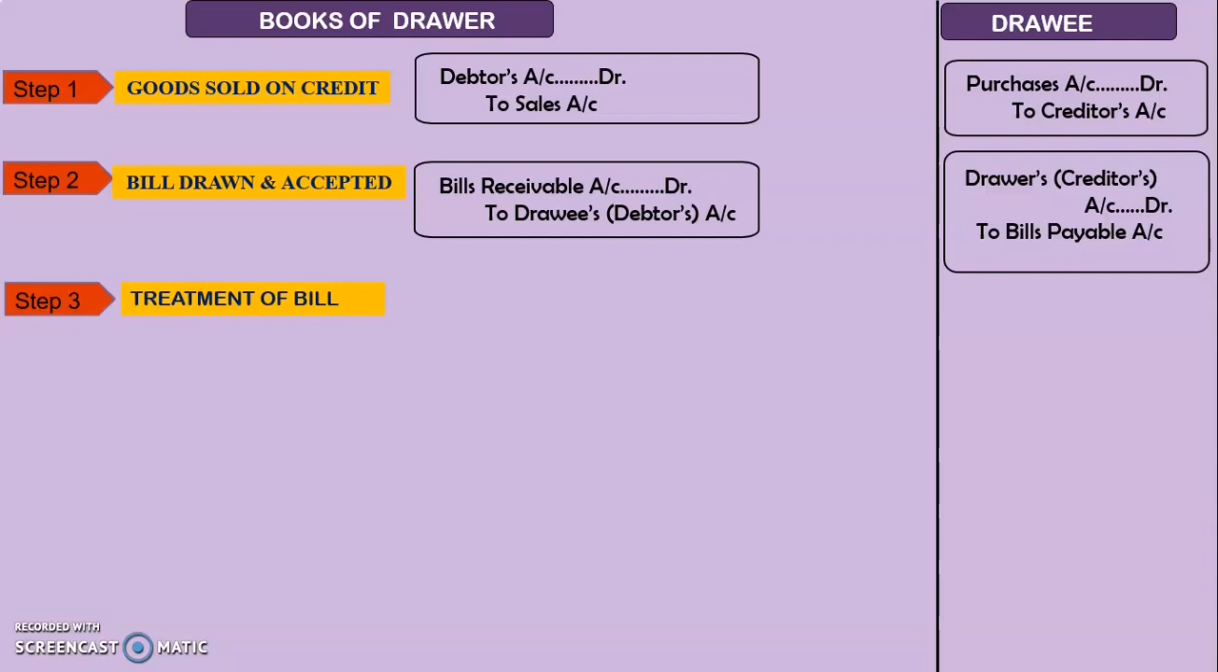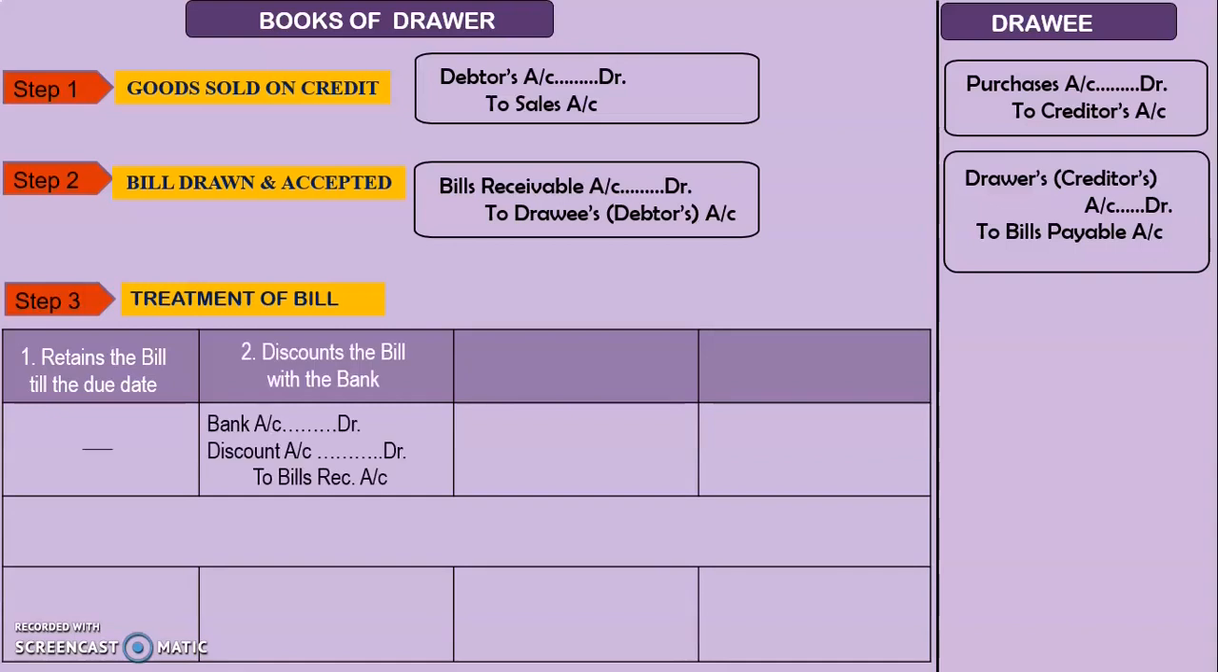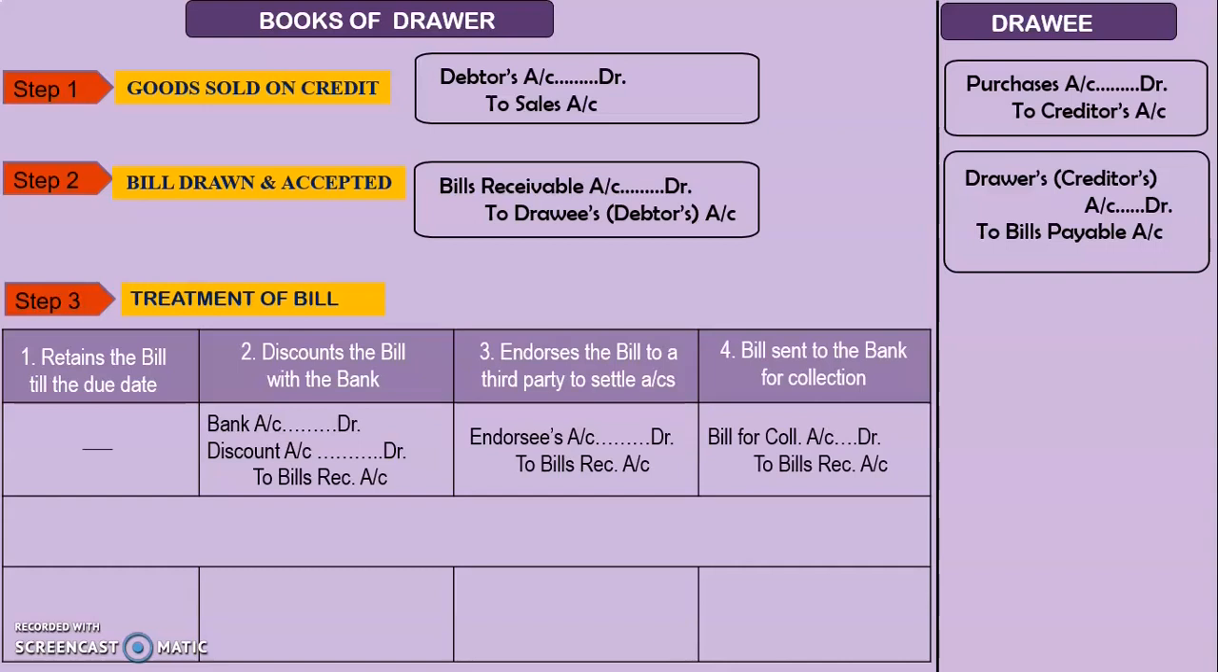Now we have already seen all the four options which the drawer has. The first, if the drawer retains the bill till the due date, we don't have to pass any entry here. When the drawer discounts the bill with the bank, the journal entry is bank account debit, discount account debit to bills receivable. If the drawer endorses the bill to a third party to settle the accounts, then endorsee's account debit to bills receivable. And if the bill is sent to the bank for collection, bill sent to bank for collection account debit to bills receivable.